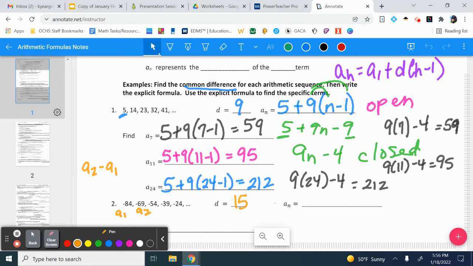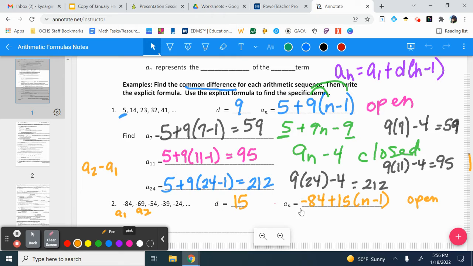So as I get ready to set up my formula, again, we'll open it and close it at the same time. My first term is negative 84. My common difference was positive 15. And if I'm leaving it open, it's always n minus 1. So again, this would be my open version of the explicit formula.